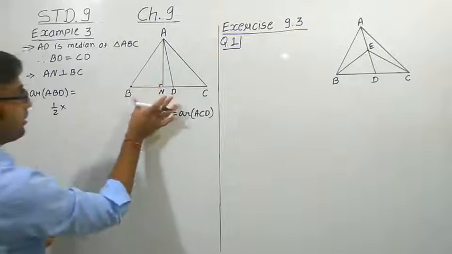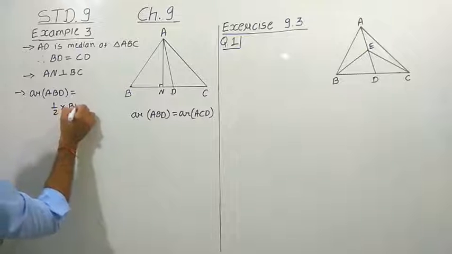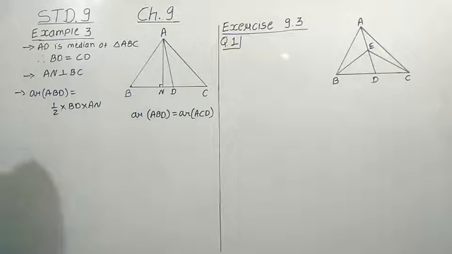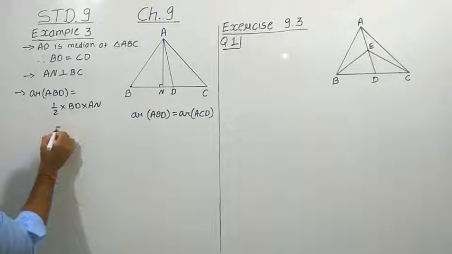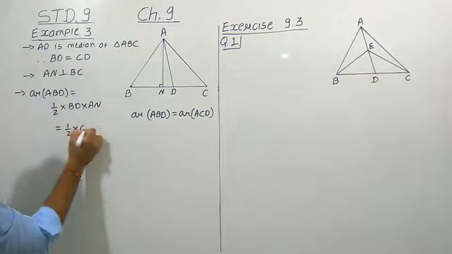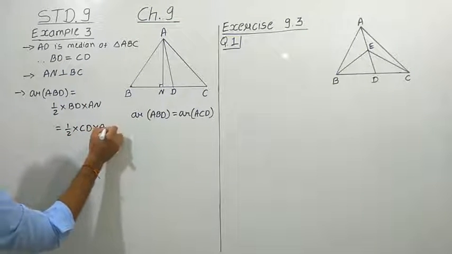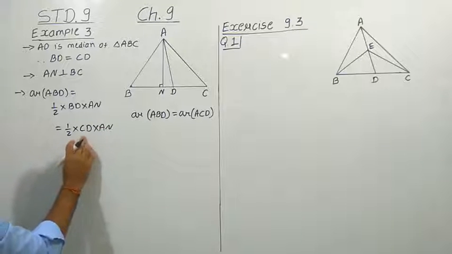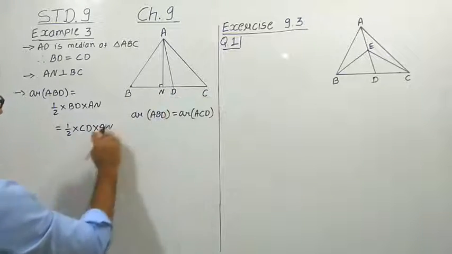Now for this triangle ABD, what is the base? BD, and altitude is AN, right? This is the formula to find out the area of triangle ABD, 1/2 base into altitude. Now here we can see that BD and CD are equal. So we can replace this BD, we can write down 1/2 as it is, replacing BD by CD, we can write CD, and this AN remains the same. So now this becomes the formula for another triangle, 1/2, with CD as the base and AN as the altitude.